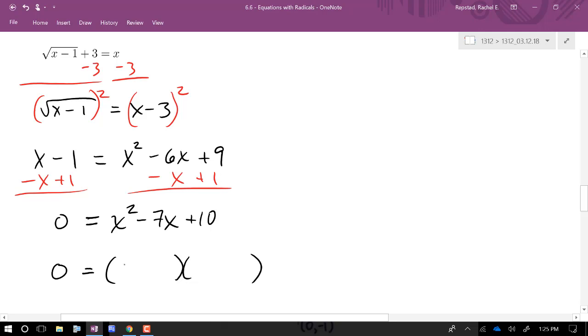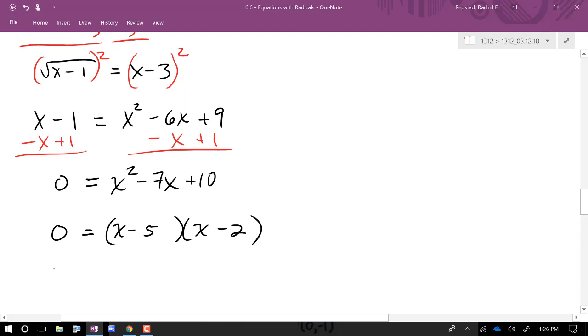How does it factor? x minus 5 times x minus 2. So we get 2 solutions here. So we get x equals 5, x equals 2.